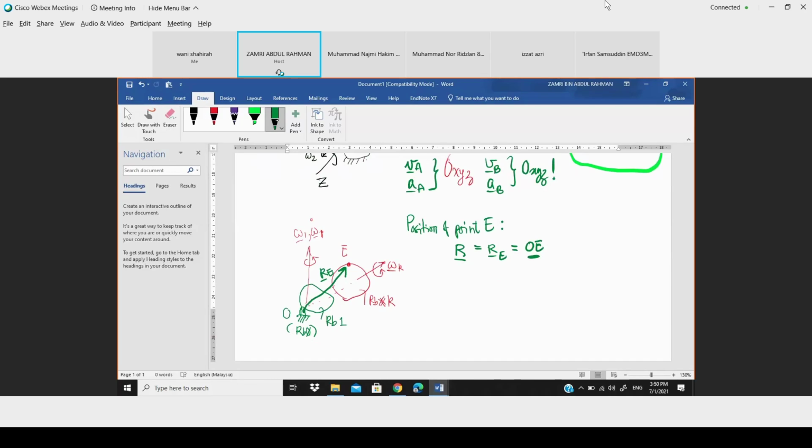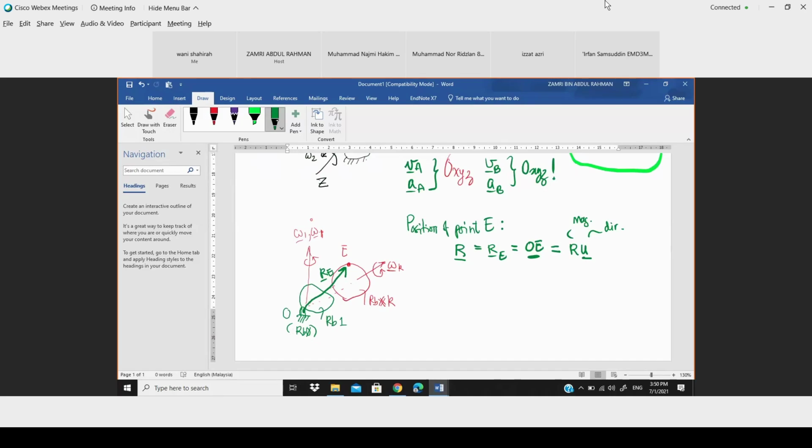I will represent this using a simple notation, which is RU, where R represents the magnitude, while U represents the direction, which is a unit vector. Yeah, a unit vector representing direction. Okay?